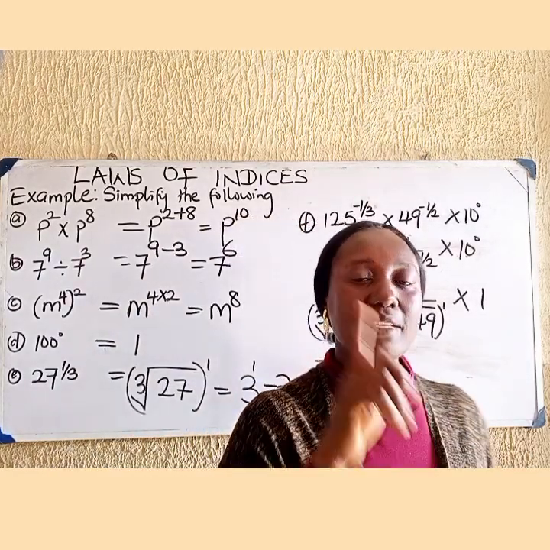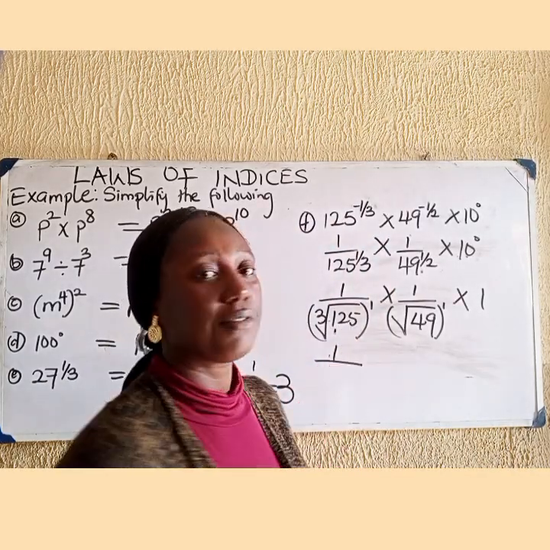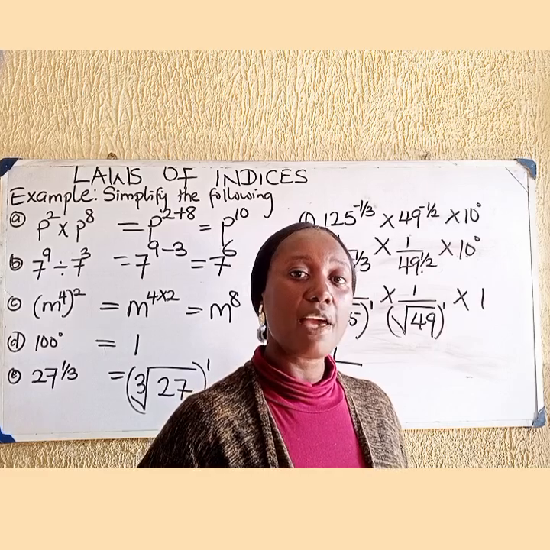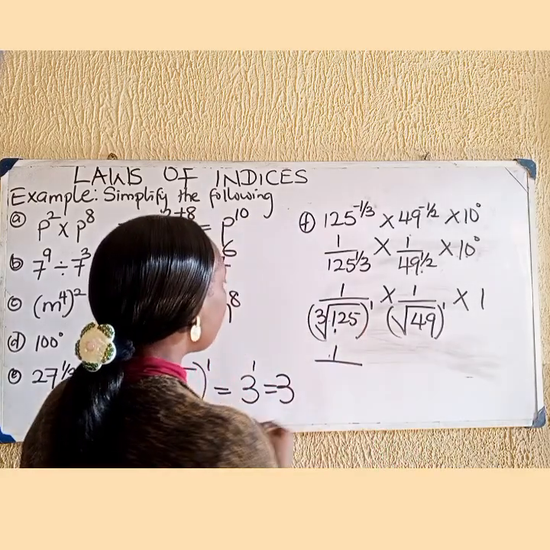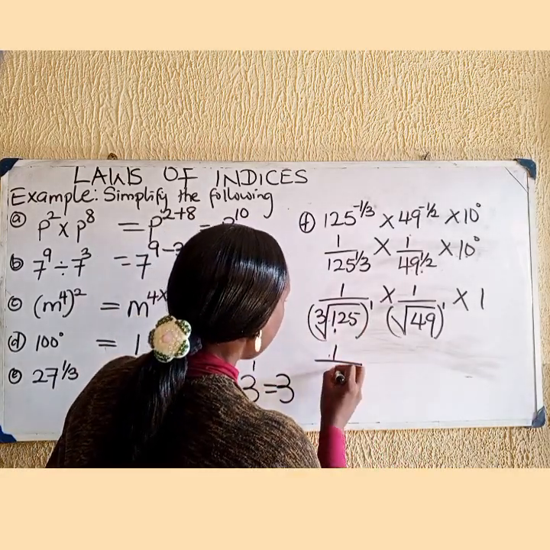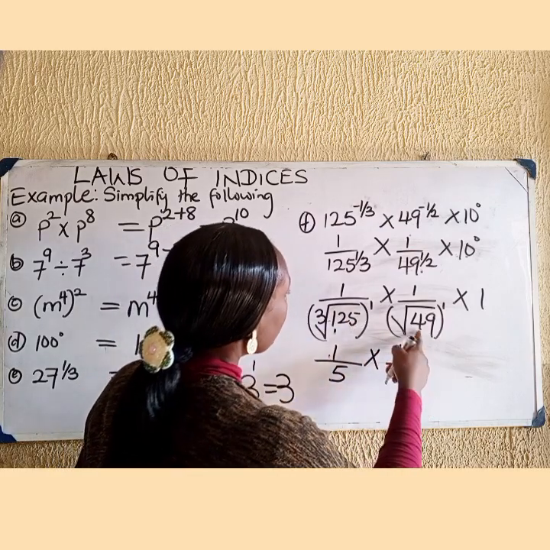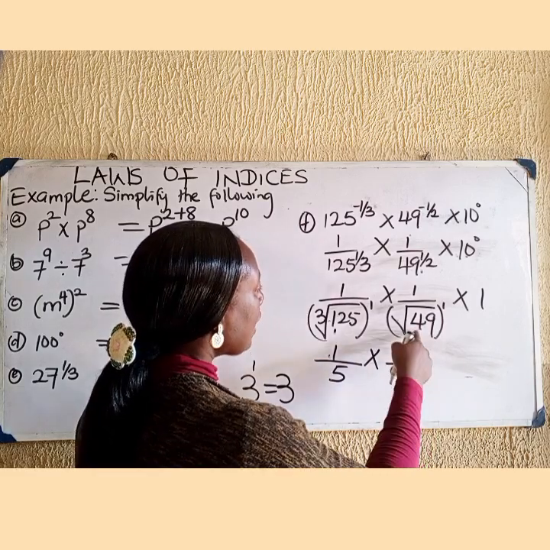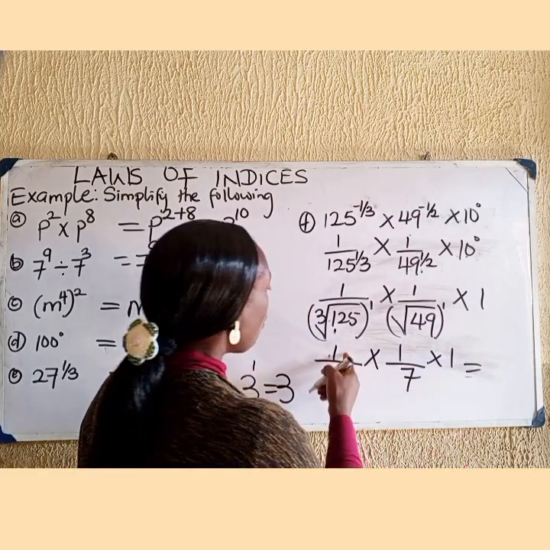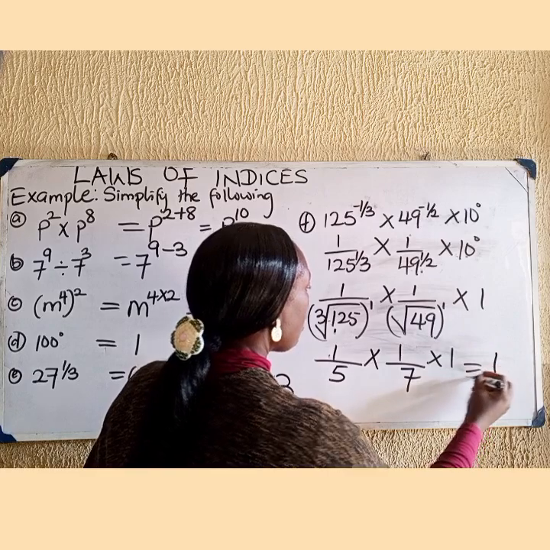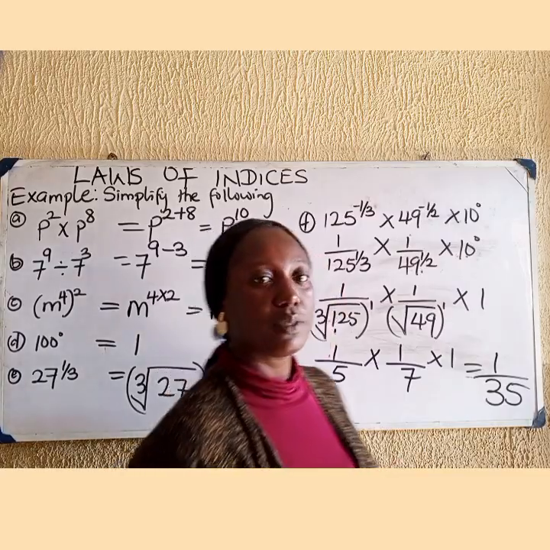I said that the cube root is a single number that you multiply 3 times to give you 125. And what is that number? The number is 5. 5 times 5 is 25. 25 times 5 will give us 125. So I'll have this one as 5, because 5 raised to power 1 is the same 5. Times 1 over the square root of 49, which is 7, and 7 raised to power 1 is 7. Times 1. Which is equal to 1 times 1 times 1, which is 1, over 5 times 7, which is equal to 35. I hope it's clear.